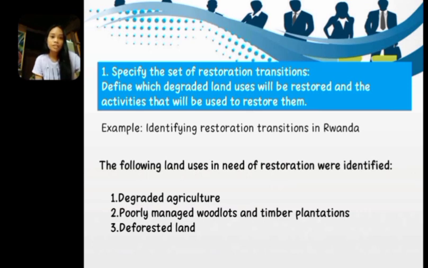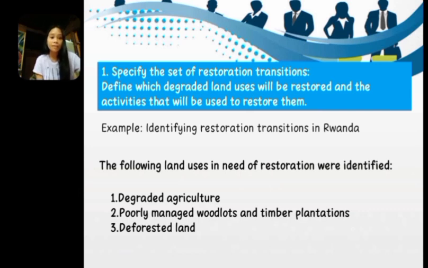So the first is degraded agriculture. It can involve the loss of organic matter, decline in soil fertility and structural conditions, erosion, adverse changes in salinity, acidity or alkalinity, and the effects of toxic chemicals, pollutants, or excessive flooding.